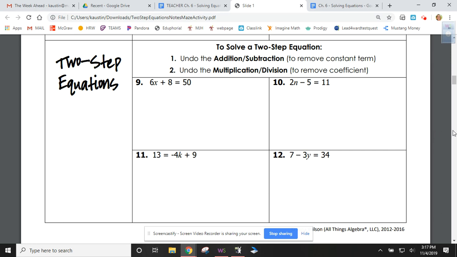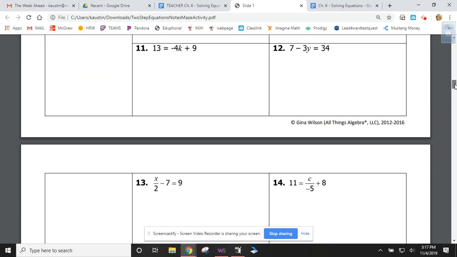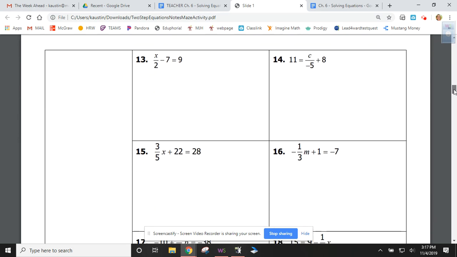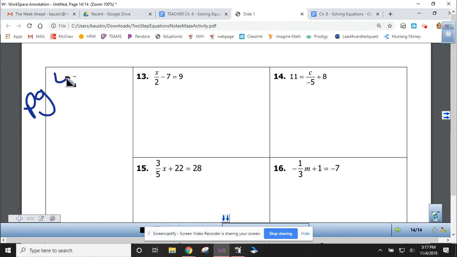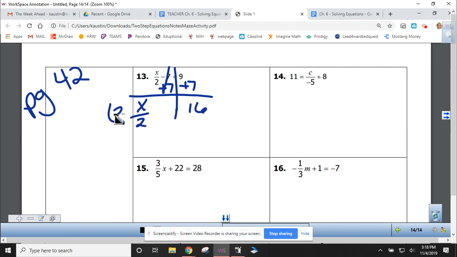Okay, now we're on the next page in your journal, page 42. Okay, so this time we need to look at what we need to do first. We're going to add or subtract. We have this -7, so the opposite is to add it to each side. That cancels out. I've got x divided by 2 equals 16. Well, the opposite of dividing by 2 is to multiply by 2. And I have x equals 32.